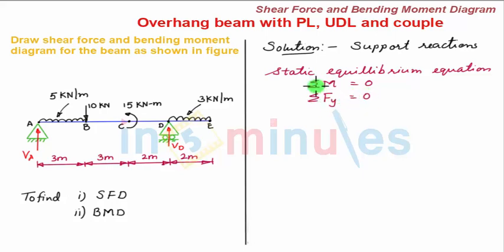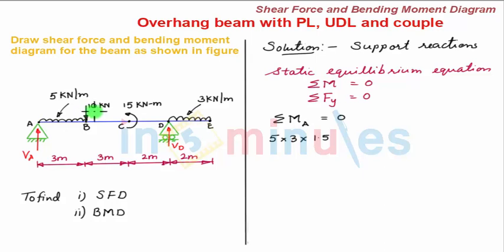So let's take the first static equilibrium equation. Summation of all moments about, let's take point A, is equal to 0. Now let's write the expression for all the moments about point A. Sign convention: clockwise moment about point A is positive and anti-clockwise moment about point A is negative. So first there will be a clockwise moment due to this uniformly distributed load of 5 kN per meter acting over a span of 3 meter. So we have clockwise, so positive, 5 into 3, and this will be acting at the center of the span, so the distance from point A will be 1.5 meter.